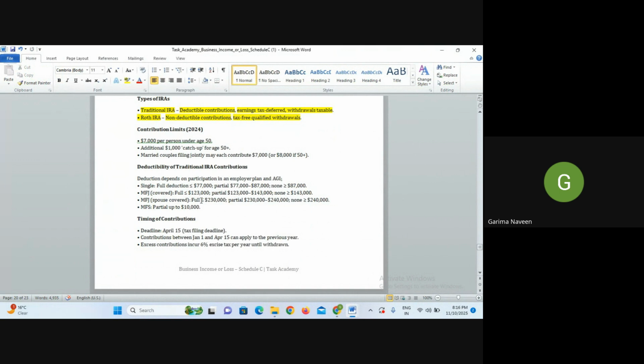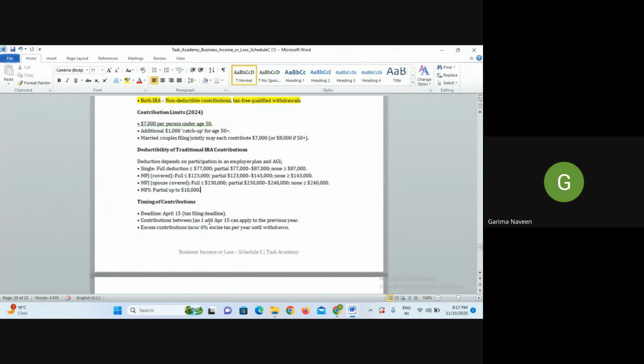Okay. Next is the timing of contributions. If you want to have a deduction for this year, then you need to contribute this amount by April 15, the tax filing deadline. Contributions between January 1 and April 15 can apply to the previous year. So if you want the deduction for year 1, you need to contribute up to April 15 of year 2. Excess contribution incurs a 6% excise tax per year until withdrawn.